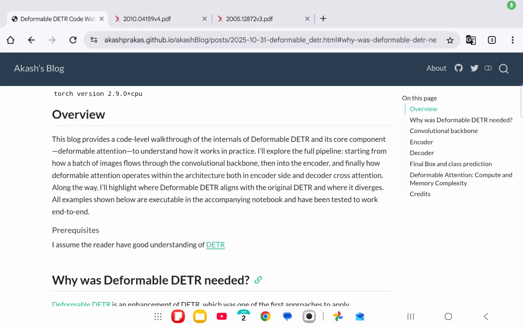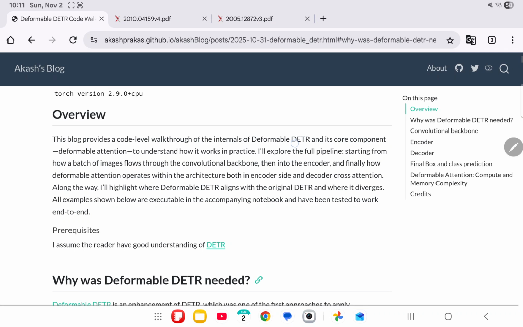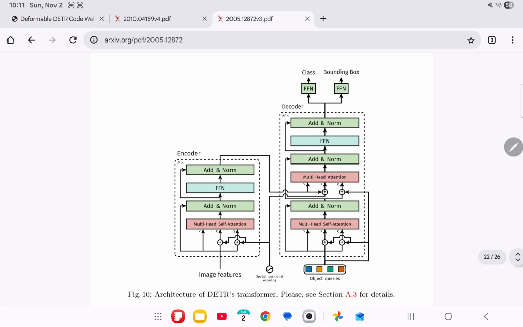Hi, in this video I will be discussing Deformable DETR, which is an improvement over DETR, which was an architecture proposed to use transformers for the object detection task. In DETR, they had a convolutional backbone, and they took the final feature map of the channels, flattened it, and passed it to the encoder.